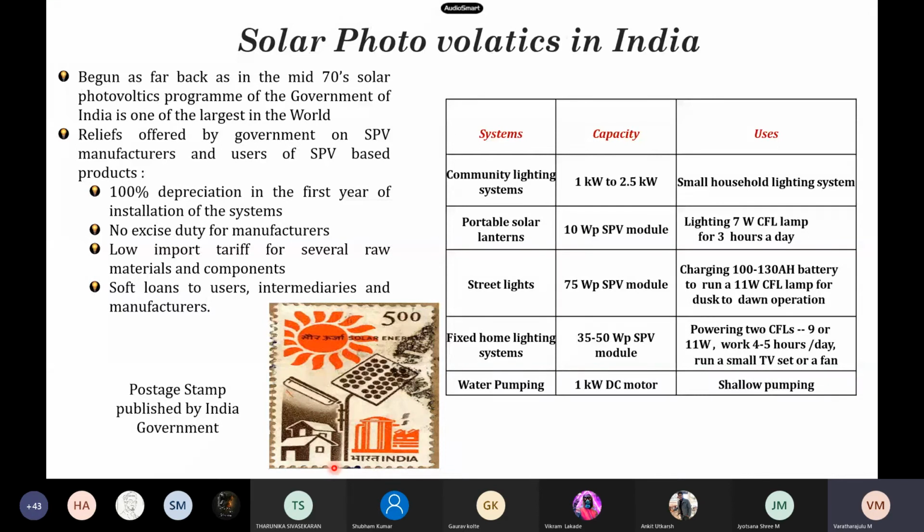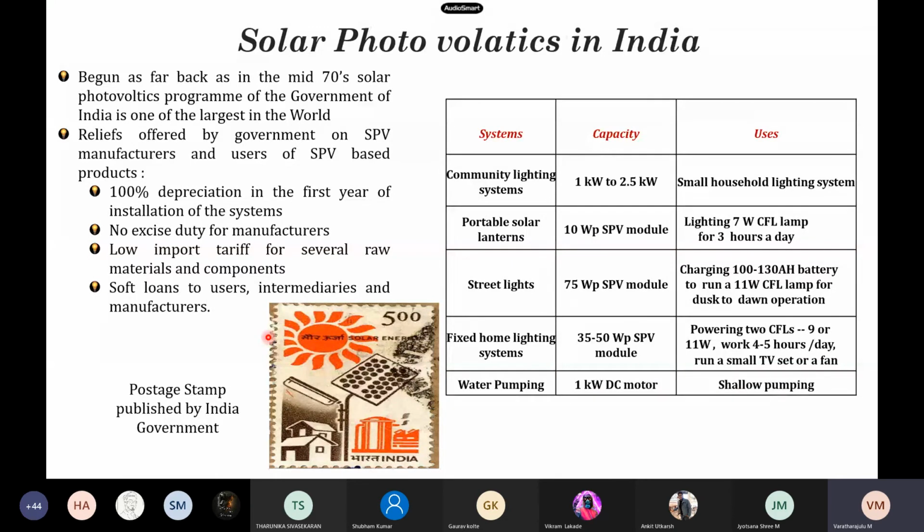And around the mid 70s, the solar photovoltaic program of the government of India became one of the largest programs in the world. The relief offered by the government for solar photovoltaic manufacturers and users includes around 100% depreciation in the first year of installation of the system, no excise duty for manufacturers and low import tariff for several raw materials and components, and soft loans to users, intermediaries and manufacturers provided by the government.